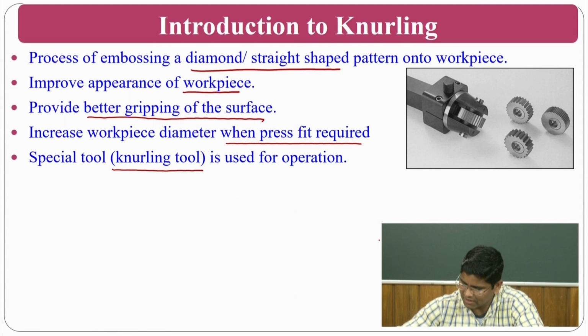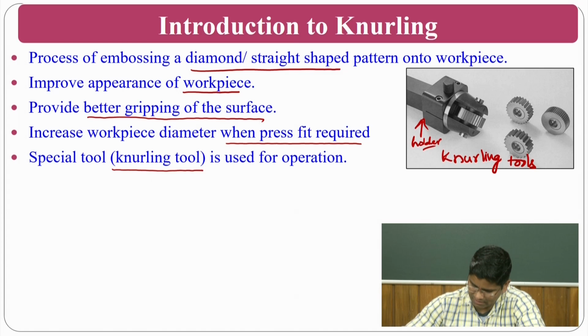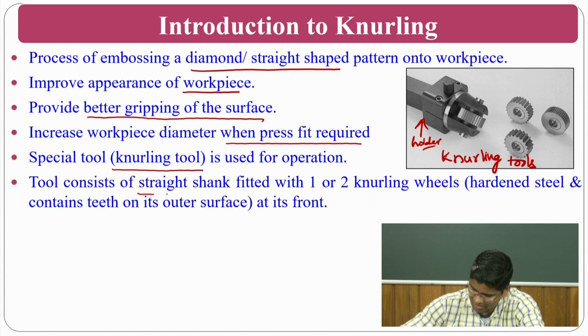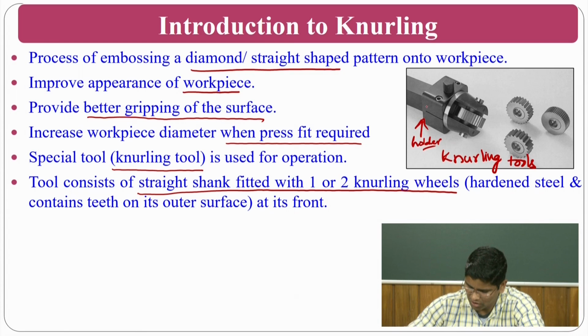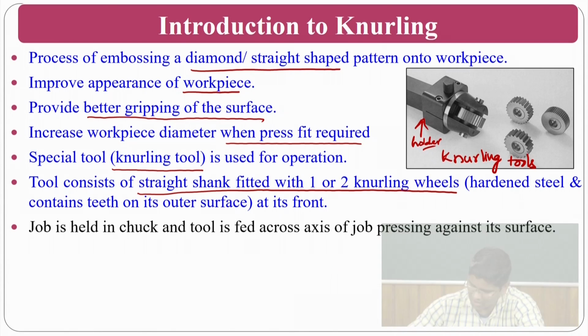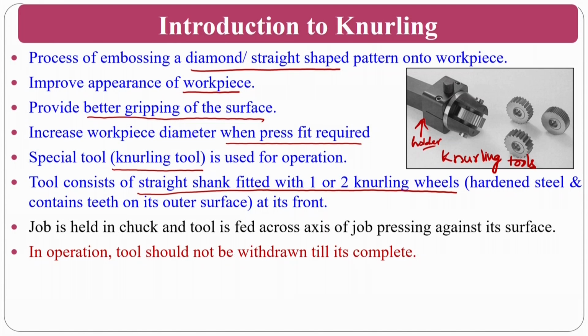Whatever you are seeing here, these are all knurling tools. Okay, this is the tool holder, how the knurling tools are held. The tool consists of a straight shank fitted with 1 or 2 knurling wheels. These are the knurling wheels or the knurling tools. These are held in the shank. This is the tool holder or tool shank. The job is held in the chuck and the tool is fed across the job, pressing against it. That means you will press and then rotate the workpiece.